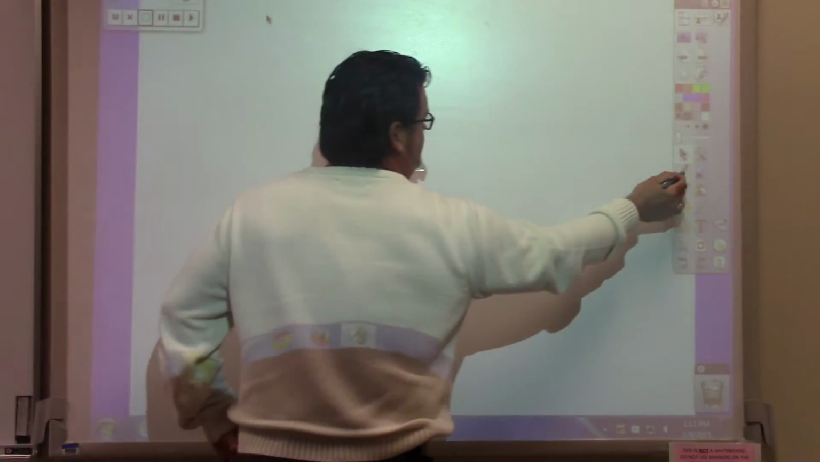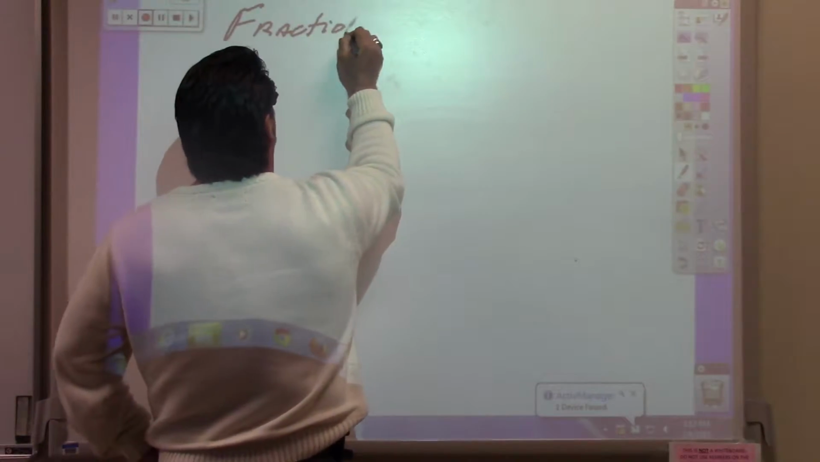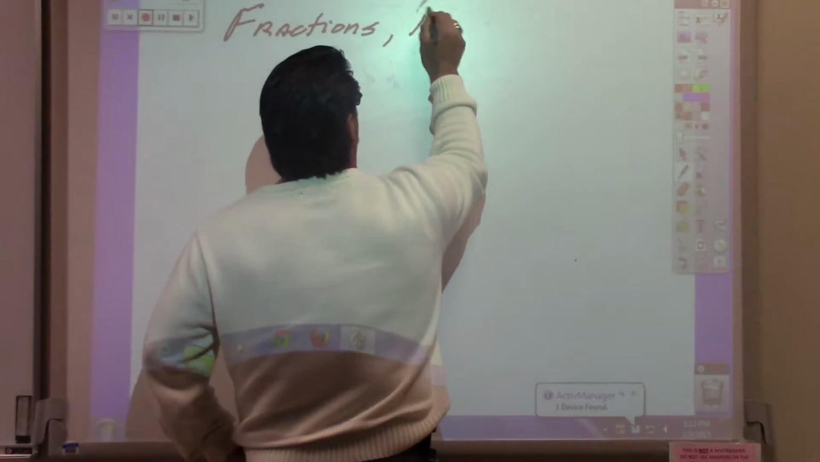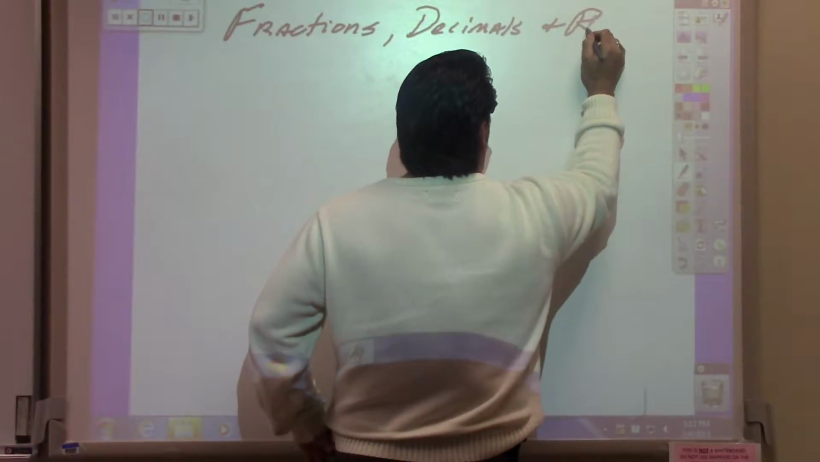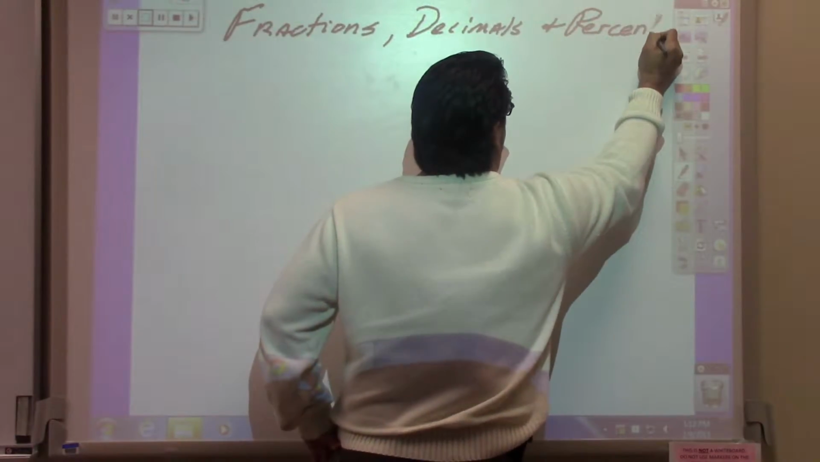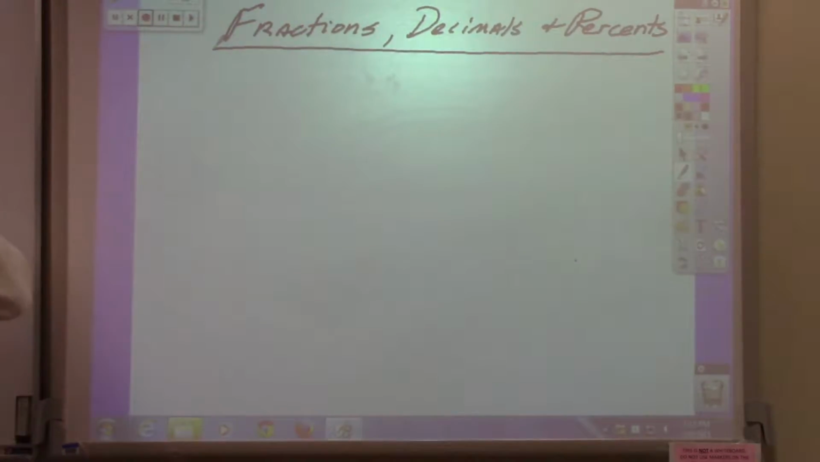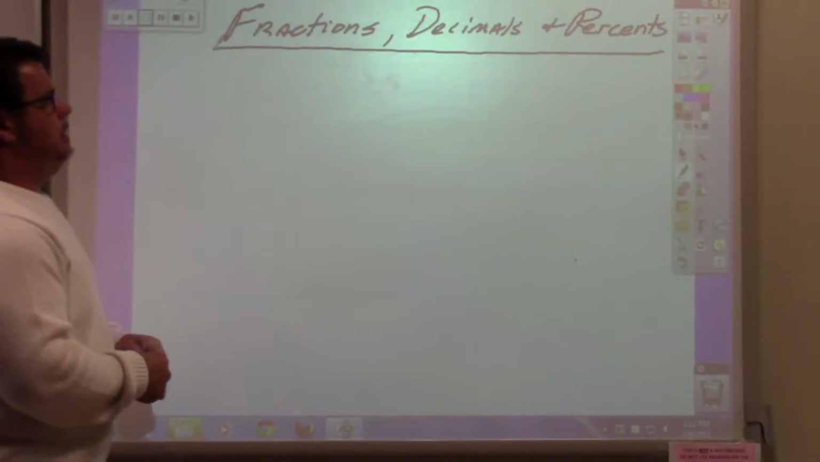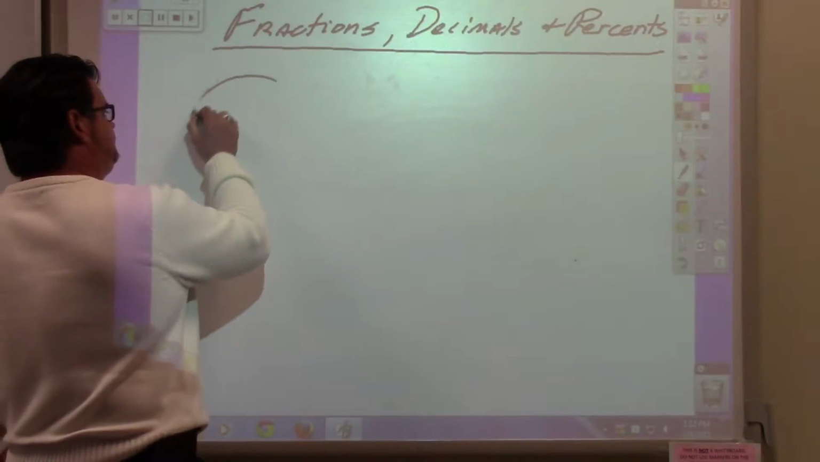Fractions, decimals, and percents. Now the first part of this, I'm just going to show you the difference between the three, and of course most of y'all know that. But the second part, I'll show you the two types of questions you're going to get pretty much on the test.